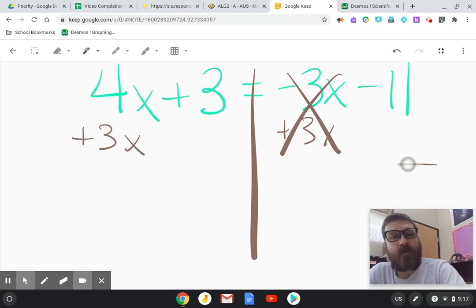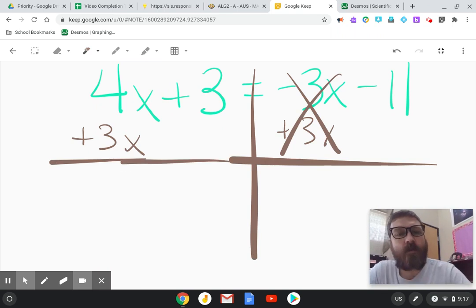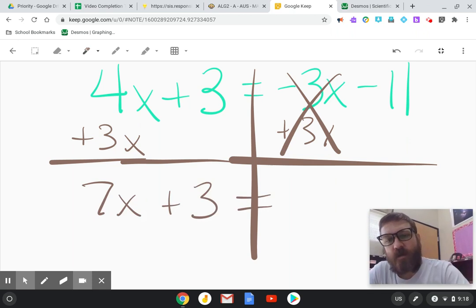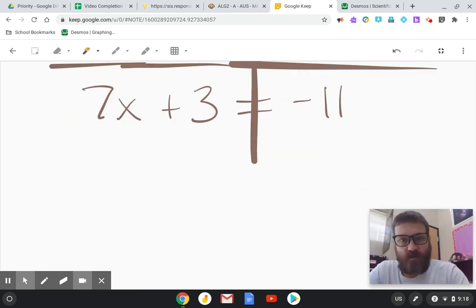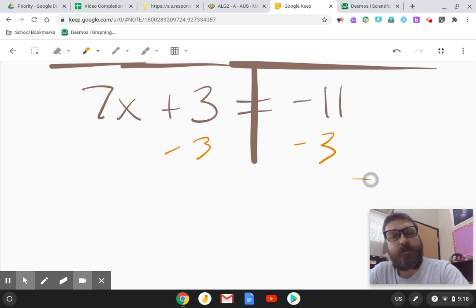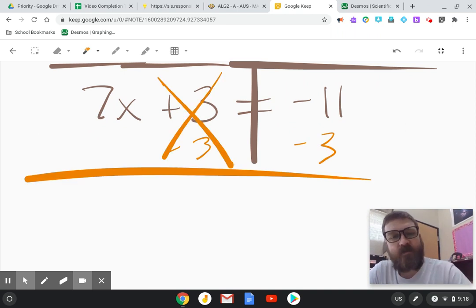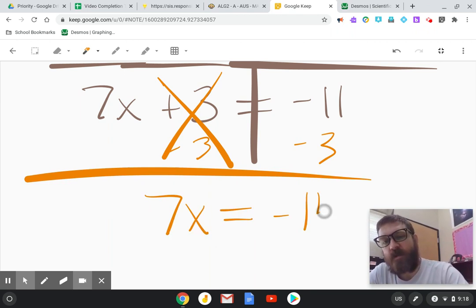That's going to cancel that out, leaving me with 4x plus 3x is 7x plus 3 equals negative 11. Notice that negative sign stayed with the 11. Again, I need to keep the equation balanced, so I'm going to minus 3 on both sides to get that 3 over here with the 11. That's going to cancel, leaving me with 7x equals negative 14.